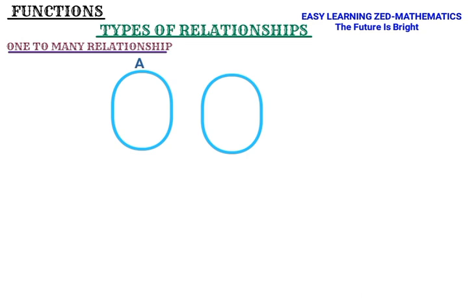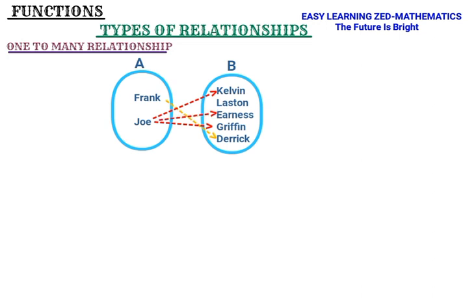Okay, so let's look at this example. Since I talked about the mother, let me talk about the father as well. So these are the children, and A is a set of fathers and B is a set of children. Okay, so now when you look at A, we have Frank, who has a child called Derek. Joe has a child called Kelvin, and also a child called Griffin, as well as a child called ENS. Frank has a child called Derek as well as Laston.